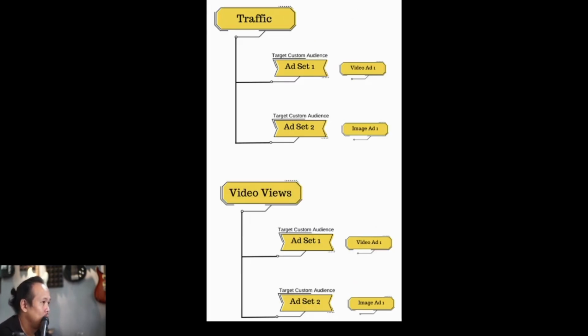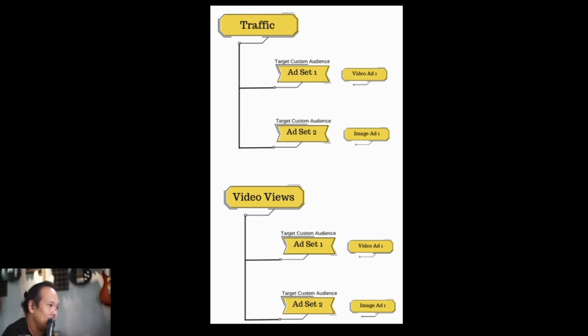So another example is this one. This is a traffic campaign. So it's like consideration. Traffic is part of a consideration campaign where you send traffic to your website. So again, you can set ad sets, target custom audiences, and ad creative. Another consideration campaign is video views, meaning you are targeting people who usually watch videos. Again, you set your ad sets, target custom audiences, and the ad creative is either video or image.